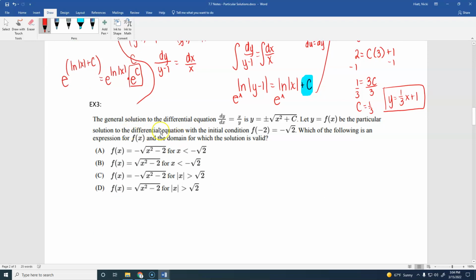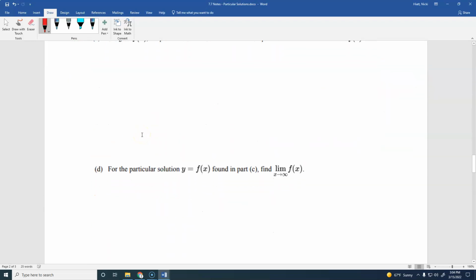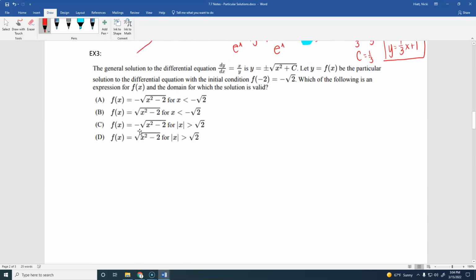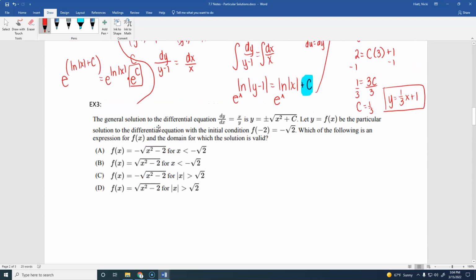All right, let's look at this last one. We got two more, but we're only going to have time for this example 3 right here. The general solution to the differential equation dy over dx equals x over y is y equals plus or minus the square root of x squared plus c. And let y equals f of x be the particular solution to the differential equation with the initial condition -2, negative square root of 2. Which of the following is an expression for f of x and the domain for which the solution is valid?